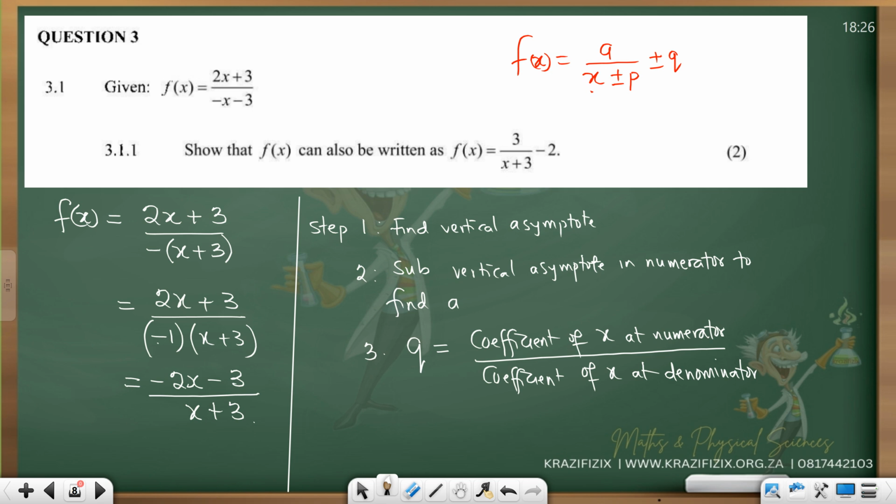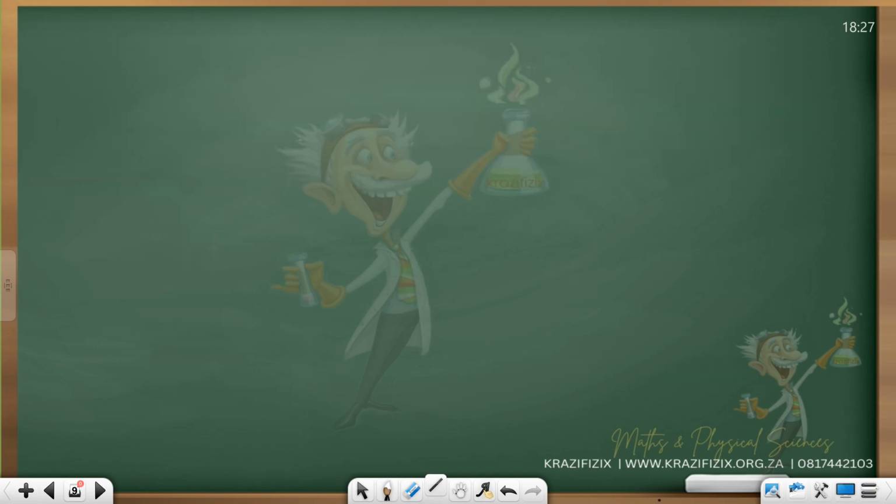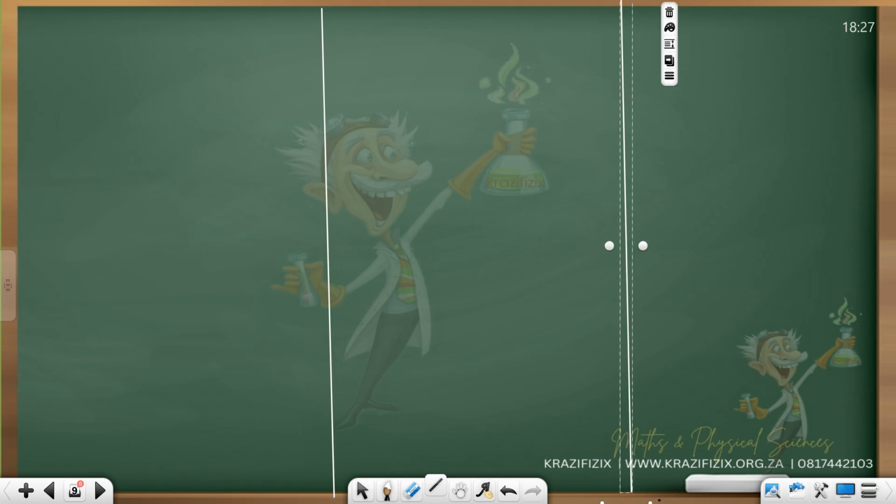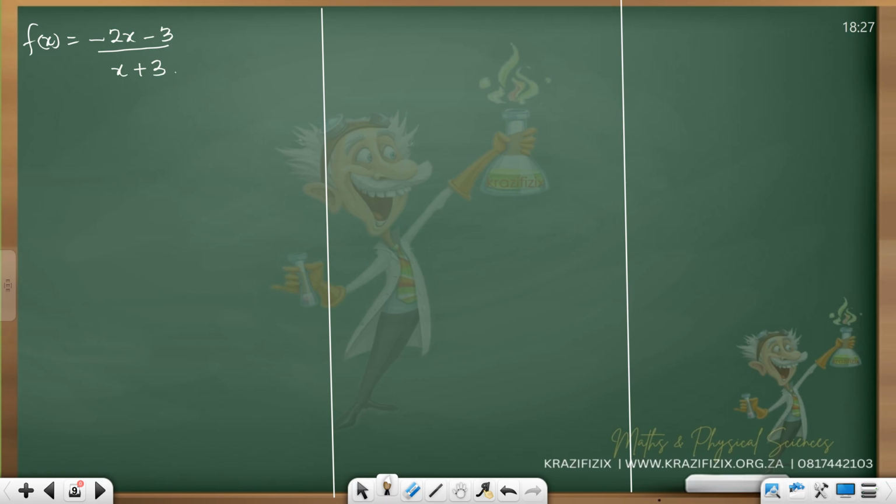Are we ready? Okay, let's see. Look at what we have: minus 2x minus 3. So like I said, I'm going to do it in 3 ways. So I want to divide my board into 3. I hope the space would be enough. What is f of x again? We got minus 2x minus 3 over x plus 3. The first one, long division. That's what we learned in grade 7.